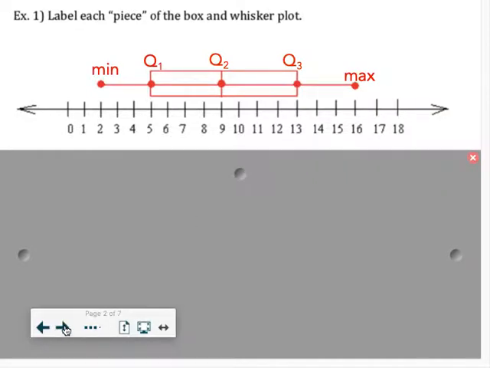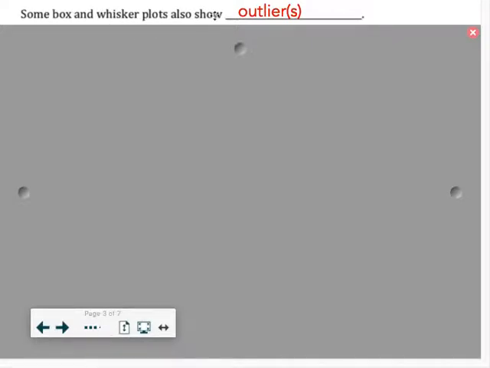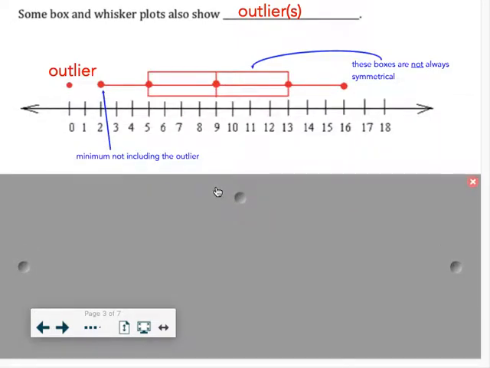Some box and whisker plots also show outliers. An outlier is a piece of data that's an extreme value, a lot smaller or a lot larger compared to the rest of the data set. On this box and whisker plot, this dot out here by itself, that's the outlier. Then the next dot is the next minimum, not including the outlier.